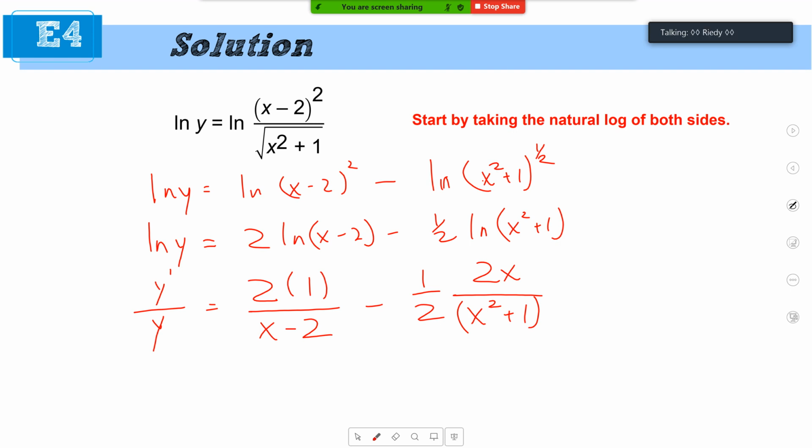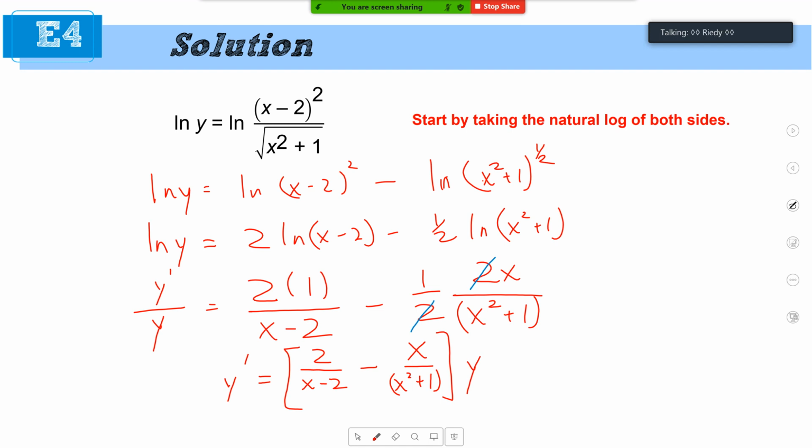Okay, and having done a number of these things, I will say the hard part is what comes next. And what comes next is being able to solve for y prime. This one's not so bad, but I'm going to clean it up a little bit first and then apply the last step. So those 2's cancel. And so y prime would be equal to 2 over x minus 2 minus x over x squared plus 1 times y. That's not so bad.